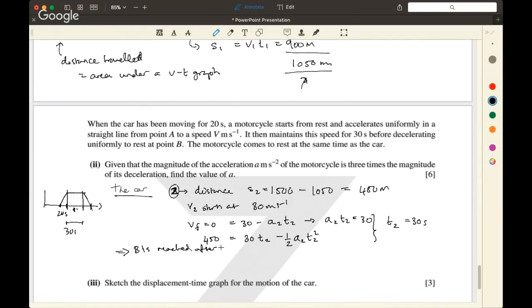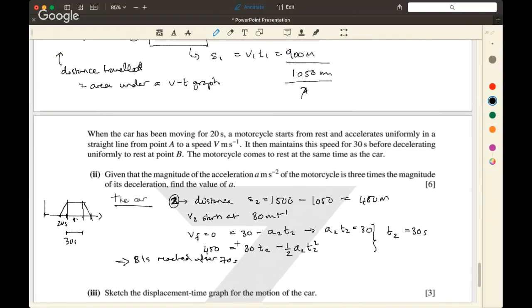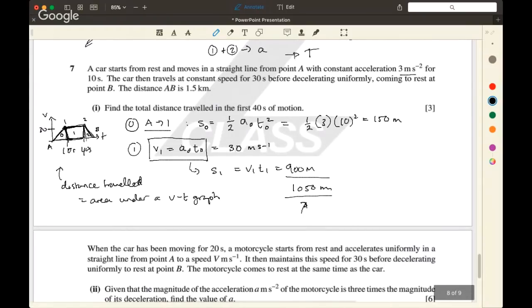So therefore, after all of this, we get that B is reached after 70 seconds. Because if we go back up, we see that there were 10 seconds spent in zone 0, 30 seconds spent in zone 1, and then another 30 seconds spent in zone 2. So 40 plus 30 is 70.